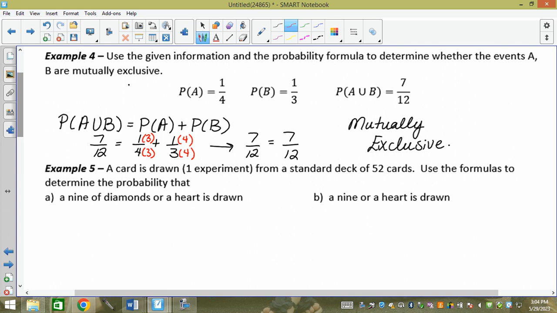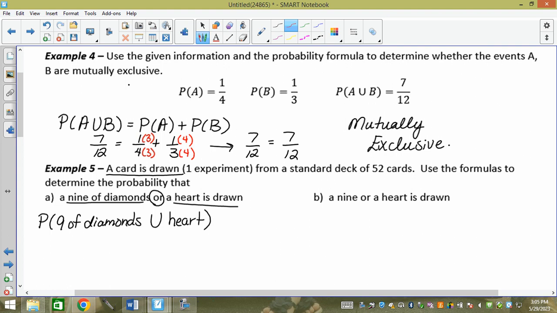With these ones, I am drawing 8 cards, one experiment. Do this or this, right? From a standard 52, use the formula to determine the probability. So I want the probability of a 9 of diamonds or a heart.